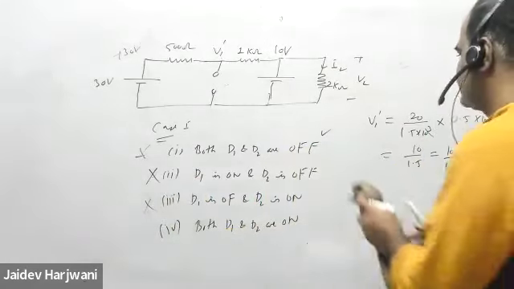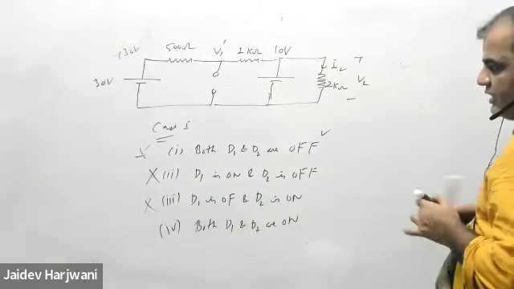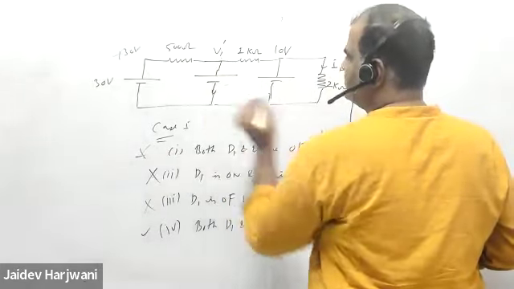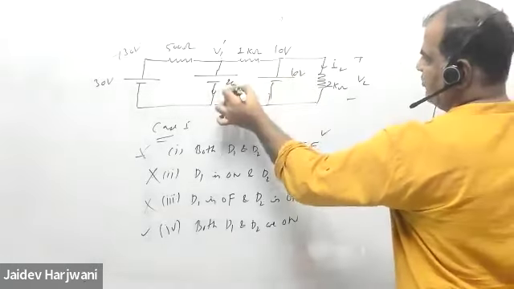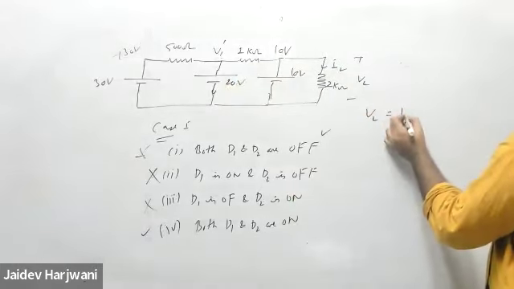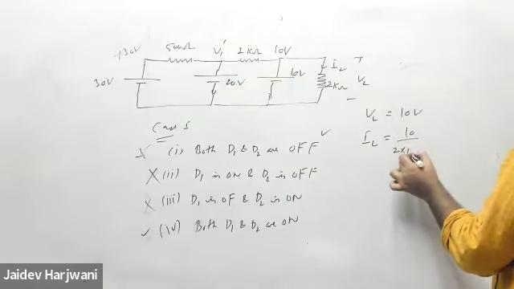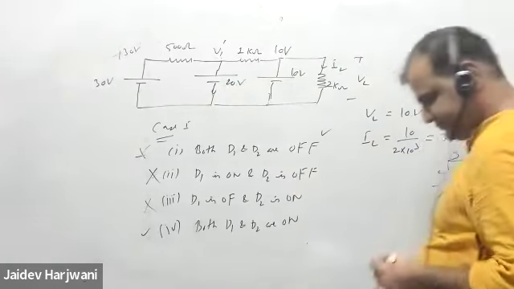That means now the only possibility is the fourth case, which we have already checked. It can be correct. So now both the diodes are on. Both the diodes are on means this is also on, this is also on. Okay. Now I can say this is 10 volt, this is 20 volt, and VL is equal to 10 volt, and my IL becomes 10 volt divided by 2 kilo ohm, that is 5 milliampere. This is the answer.